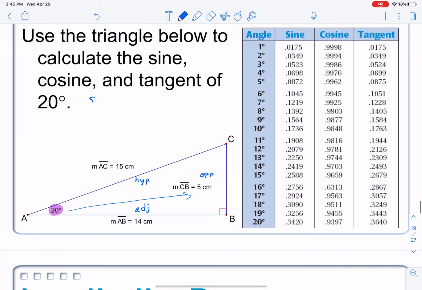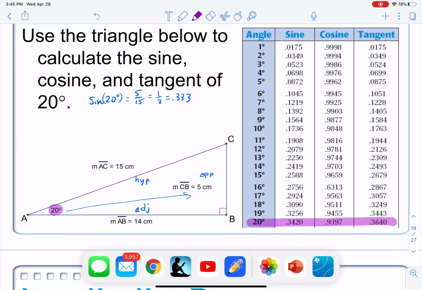If I wanted to find the sine of 20 degrees, that should be equal to opposite over hypotenuse, which is 5 over 15. That's the same thing as 1/3, which is 0.333. Let's look in the table. So in this particular table, 20 is just right down here at the bottom, and you can see that for the sine in the first column, it's 0.3420. Let's see what it is on our calculator here.